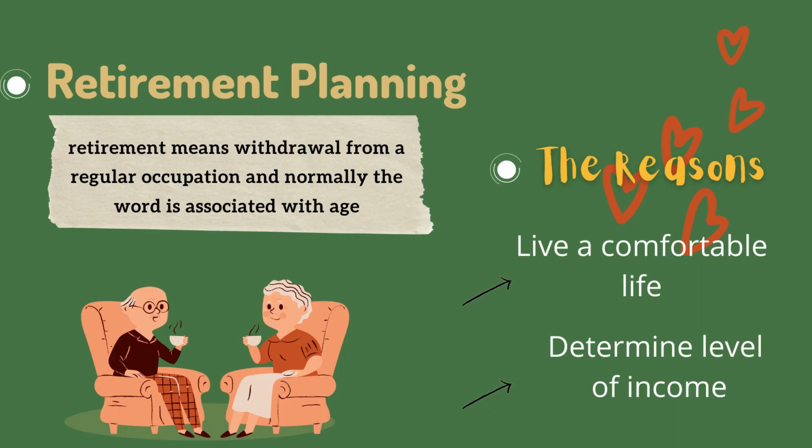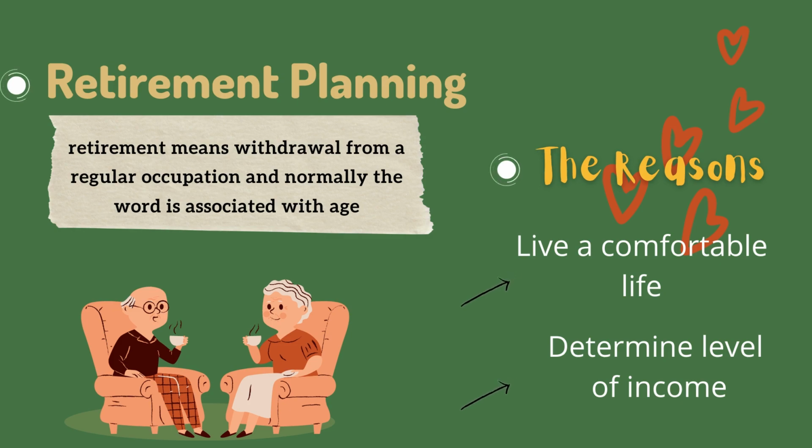Retirement planning. Retirement can be defined as withdrawal from a regular occupation, and normally the word is associated with age. To simplify, when you get older, you will retire from your occupation and you will no longer receive a salary. That is why it is important for an individual to plan for their retirement.